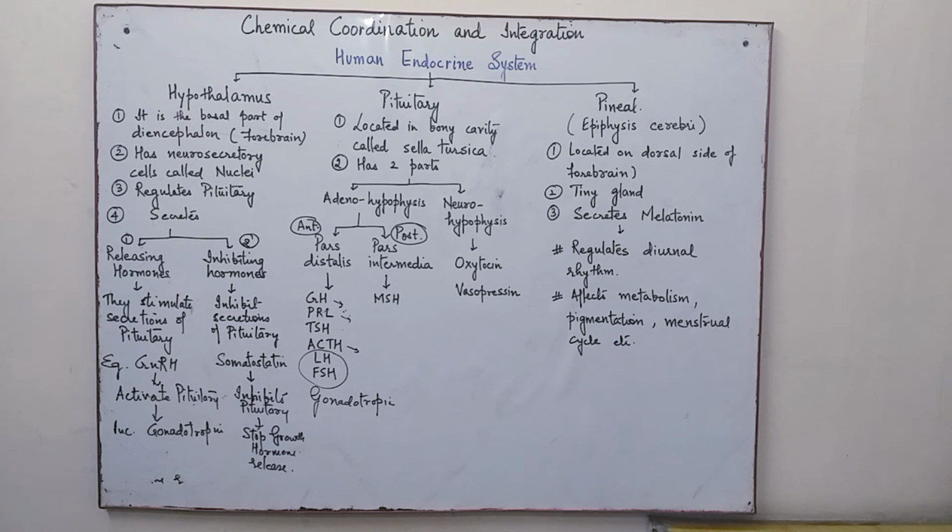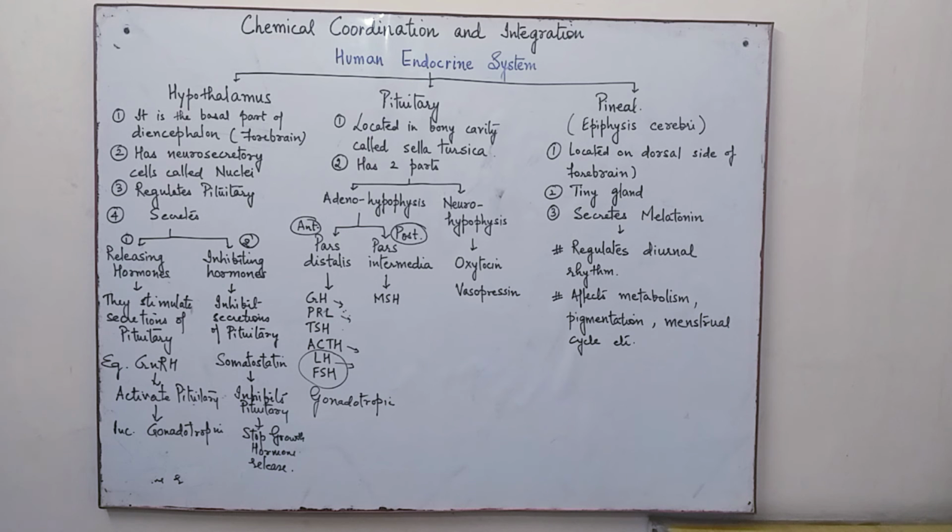Whereas in the females, the LH, the luteinizing hormone, helps in the process of ovulation, and the FSH helps in the development or the maturation of the ovarian follicles. That helps during the proper development of the ova.